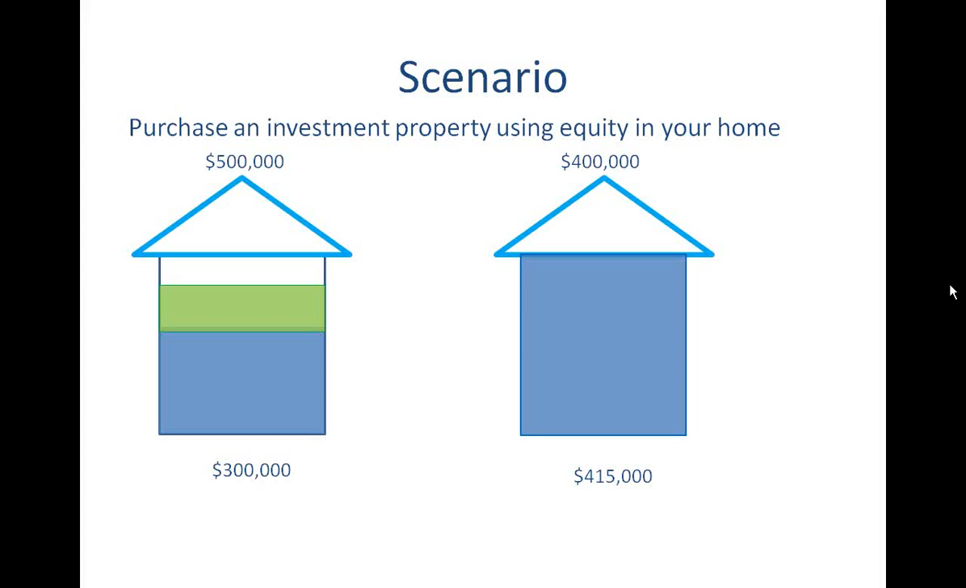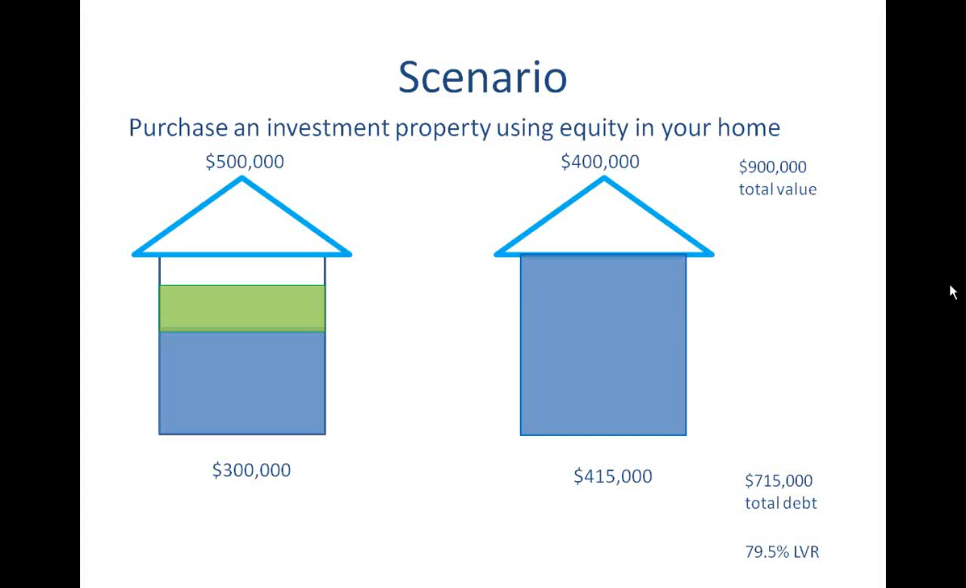So when you add the two property values together, you have a total security value of $900,000. And by adding the two loan amounts together, you have $715,000 worth of debt. As an overall percentage, your total borrowings equal 79.5%. This is under the 80% LMI threshold, and no mortgage insurance would be payable. Now, this all seems easy, and often it is.